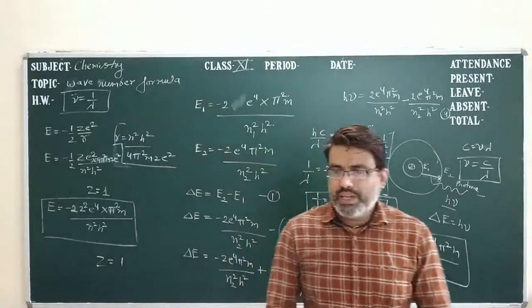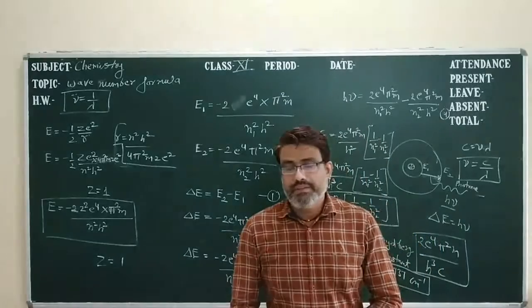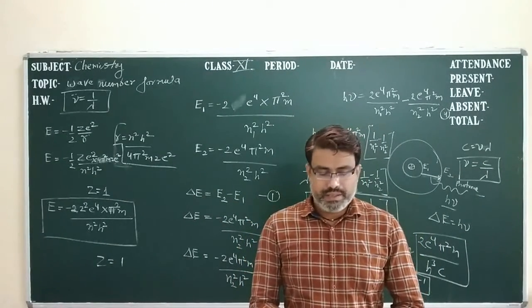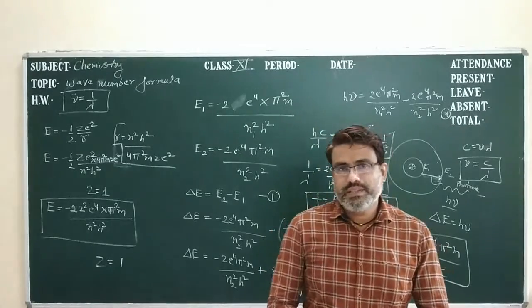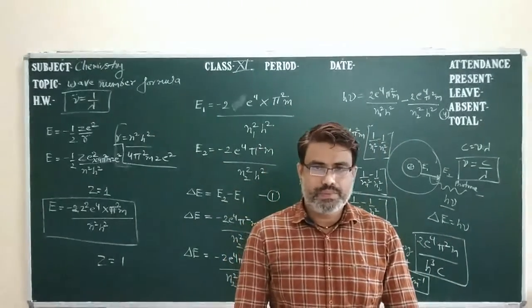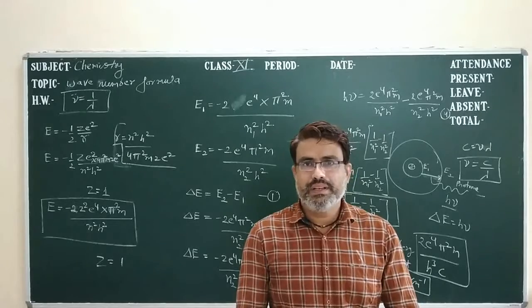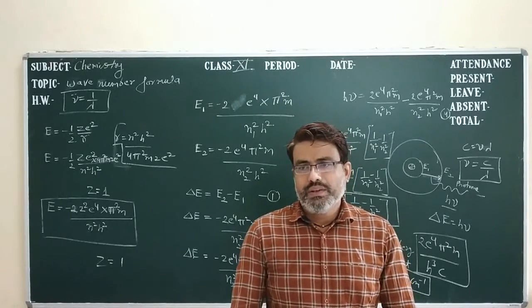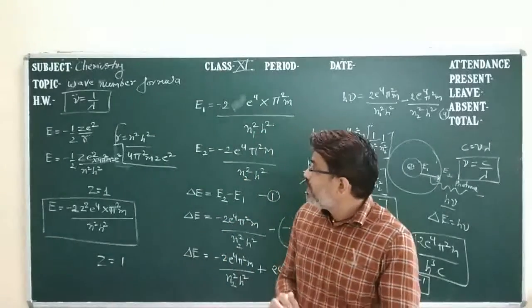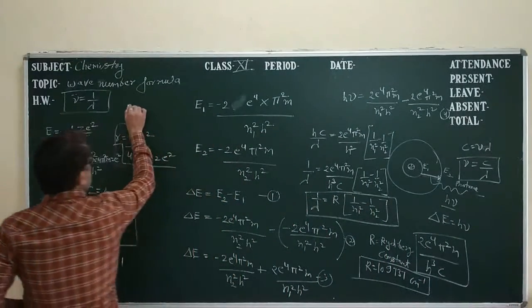Today our topic is the derivation of the wave number. Now first thing, what is wave number? In 9th class you have studied about the wavelength, that is the distance between two consecutive troughs. Or now suppose we have this wave, you can see.